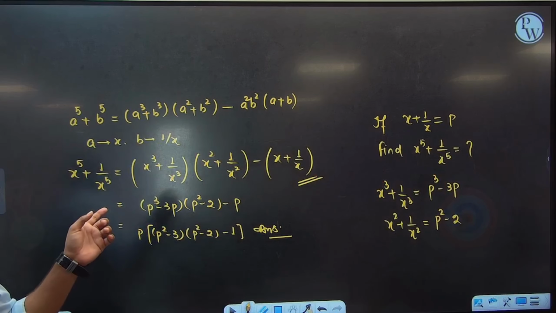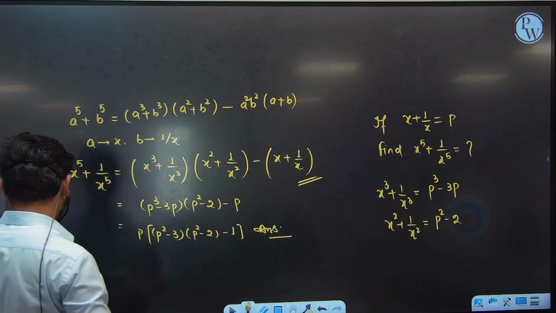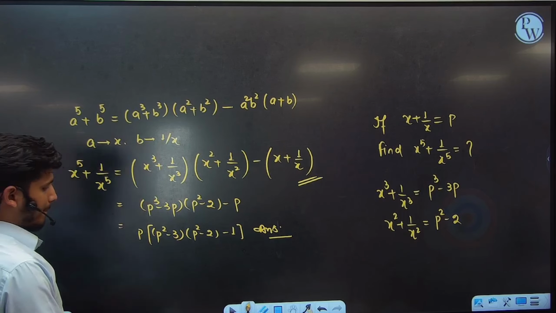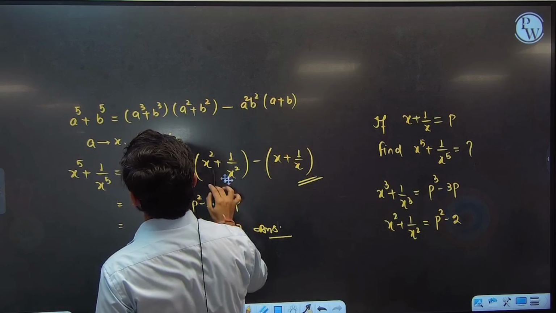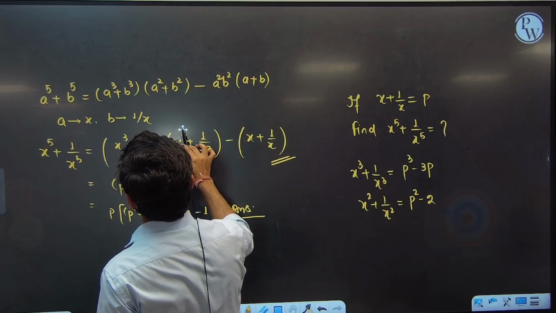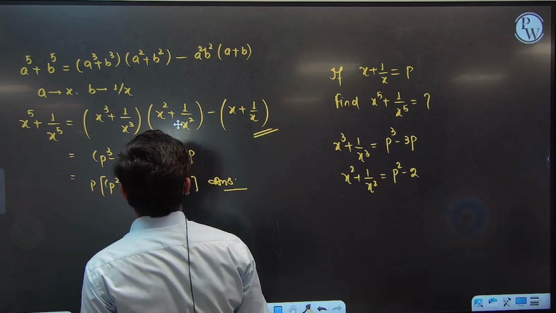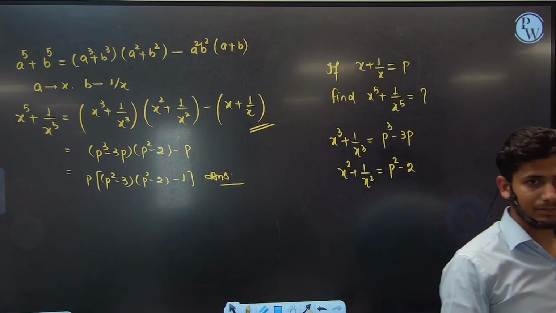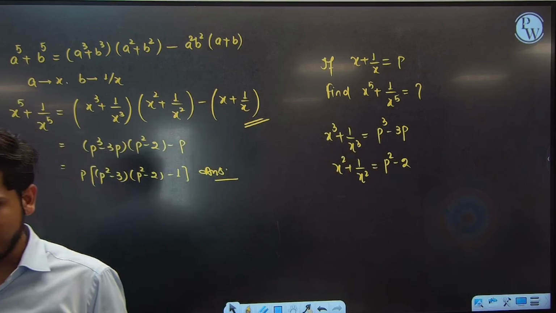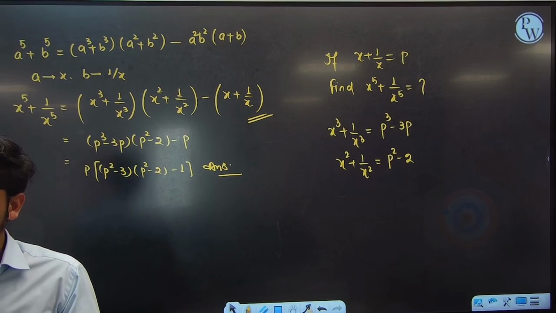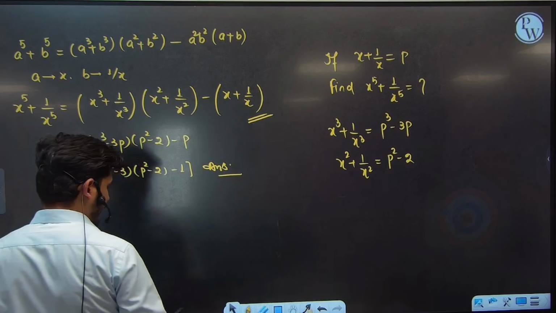So this is your homework also: replace a with x and b with 1 upon x. Okay, done. So the algebraic identity is done, and manipulate by yourself for the power 5, 7, 8, 9, 10 and so on. So this is your homework also. Manipulate these formulas.